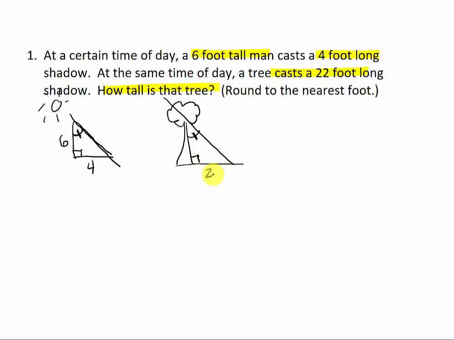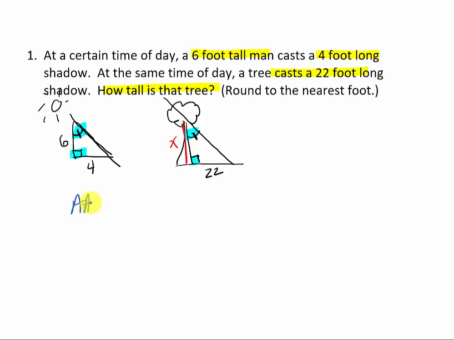So if this tree casts a 22-foot long shadow, we can calculate the height of the tree, x, using that triangle. If we look at these two triangles, we can see that the angle at which the sun is casting the shadow is congruent in both triangles, and both triangles have a right angle. So in these two triangles we have angle, angle similarity. So the two triangles are similar, so we can set up a proportion.